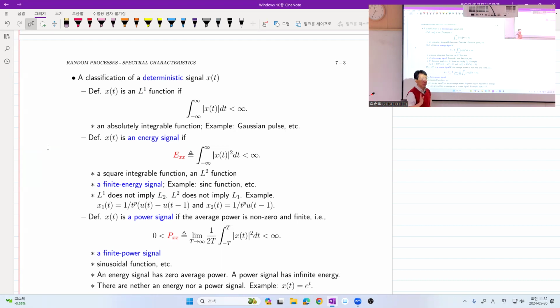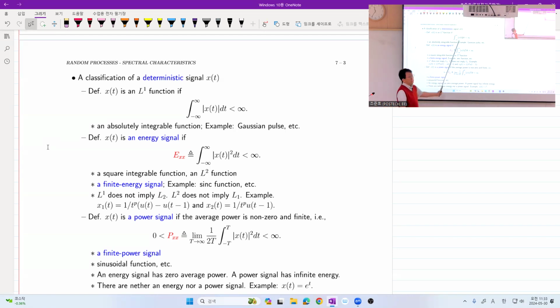So the first question is this: when can we Fourier transform a deterministic signal? Let's simplify and consider the Fourier transformation of a deterministic signal, because each sample path is anyway a deterministic signal. And if you remember the definition of the Fourier transform, and if you read some advanced calculus or introductory real analysis books, the Fourier transform exists if and only if the signal is absolutely integrable.